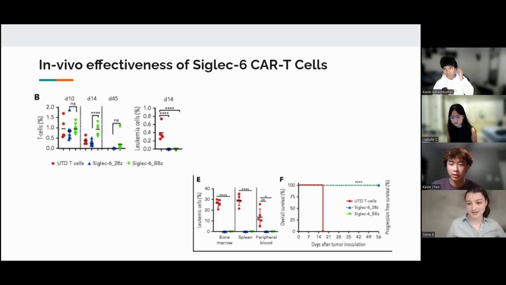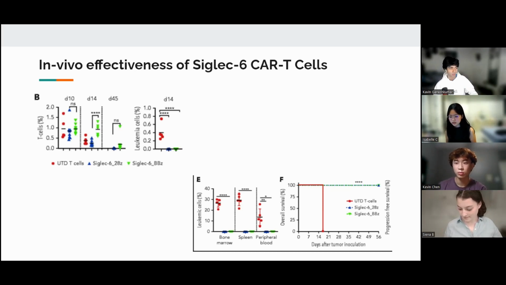For variations, both. Which actually just shows how much more effective it is, or further emphasizes the effectiveness of it compared to maybe what your body would regularly produce to combat AML.